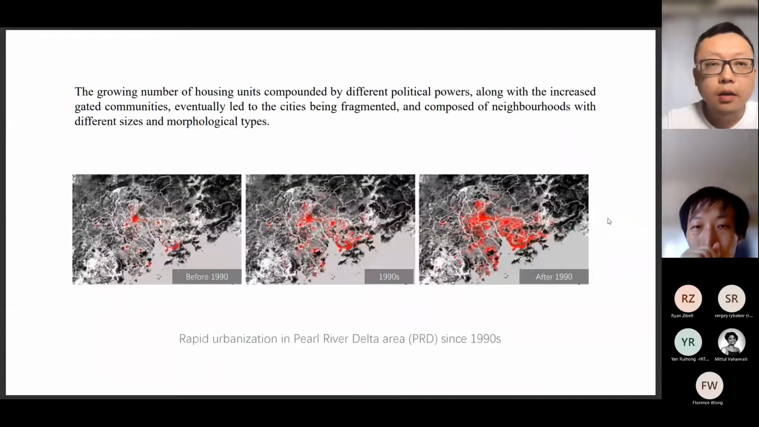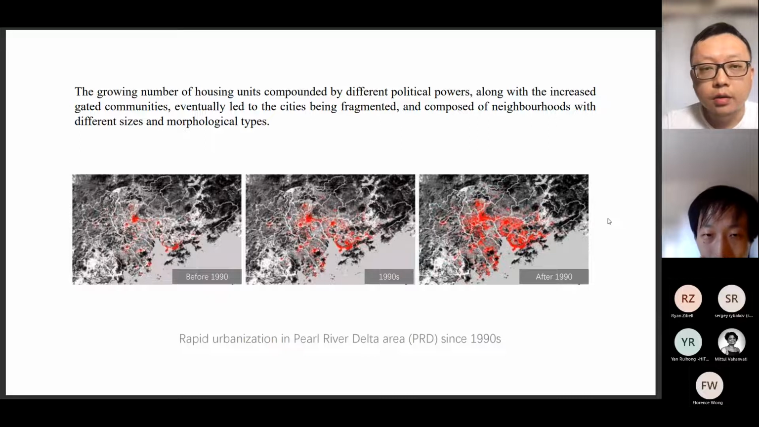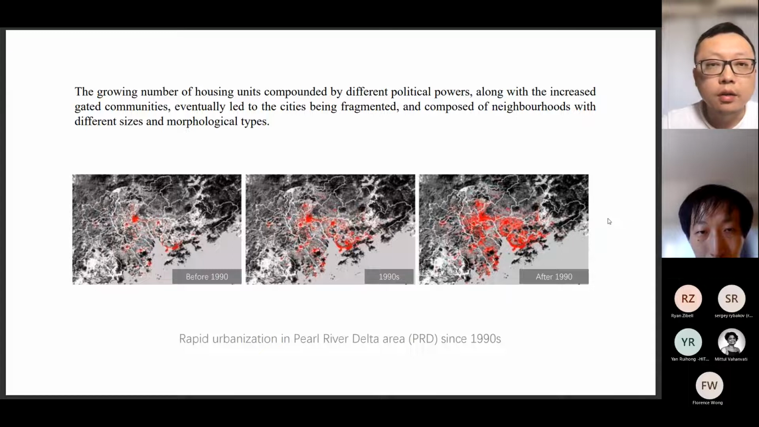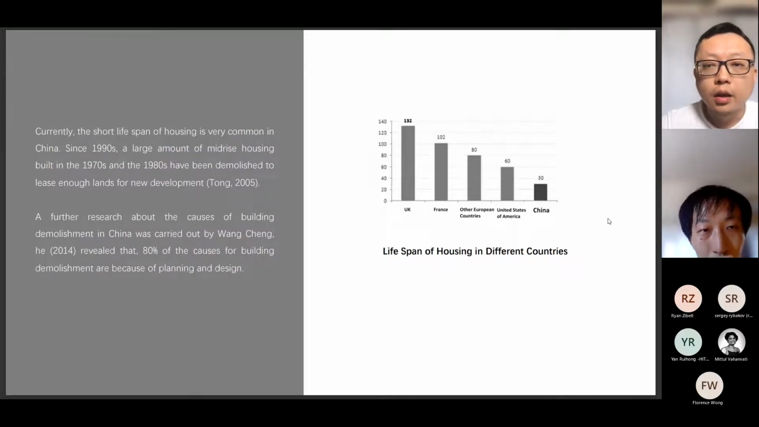Our course will focus on the Pearl River Delta area. You can see these pictures. There was a booming urbanization process, especially after the 1990s. During these periods, a growing number of housing units were built by different political powers. This results in cities being fragmented and composed of neighborhoods with different sizes and morphological types. Currently, compared with Western countries, the lifespan of housing in China is only around 30 years. Further research from Dr. Wang Chen revealed that 80% of building demolition is because of planning and design.